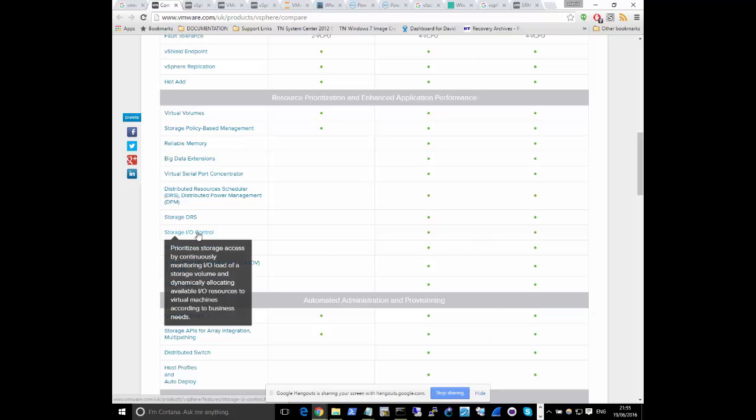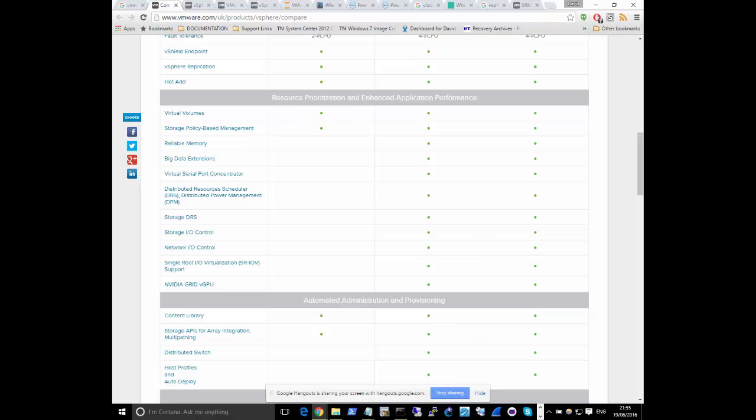So yeah, Benji really likes this one. He says it prioritizes storage access by continuously monitoring the IO load of the storage volume and dynamically allocating available resources to virtual machines according to business needs. So again, this sounds more like storage QoS.